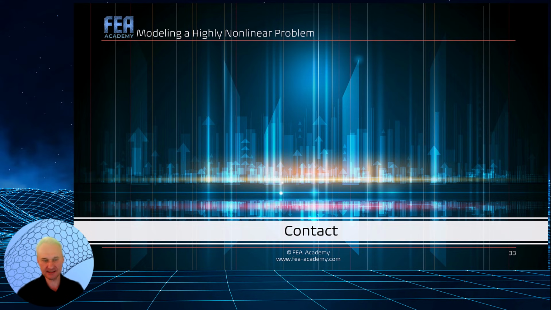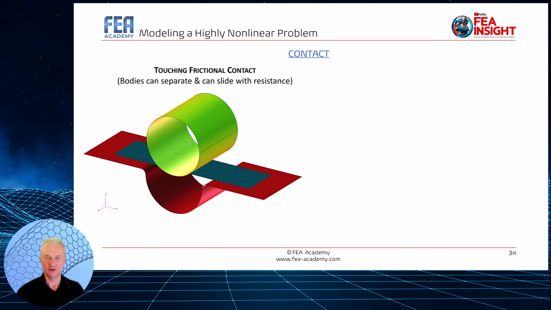So now let's discuss the definition of the contact between the three parts of this problem. I mean the punch, the plate, and the die. First, we have to discuss the nature of the contact. Here, it is a touching frictional contact. It means that bodies can separate and can slide with resistance.